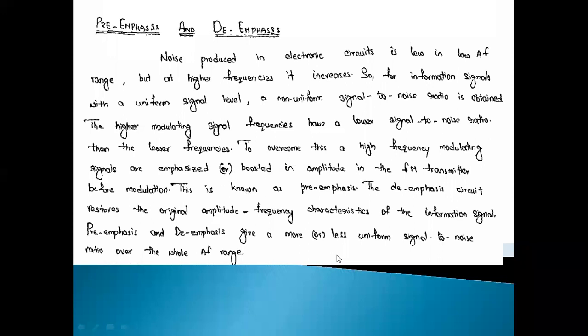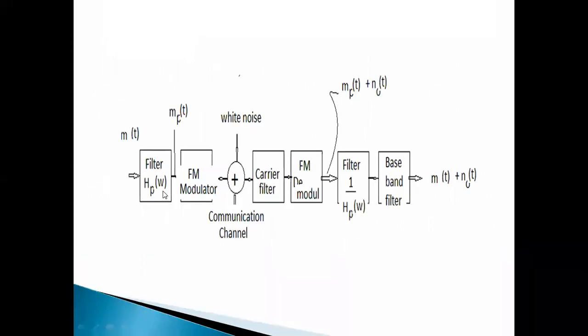Let us see this. This is the block diagram for pre-emphasis and de-emphasis. Here, M of t, the signal, is given to a filter. The filter has the transfer function HP of omega. You know the transfer function is the output by input. So M of t is filtered, and after filtering, the signal is converted to the emphasized signal, that is MP of t.